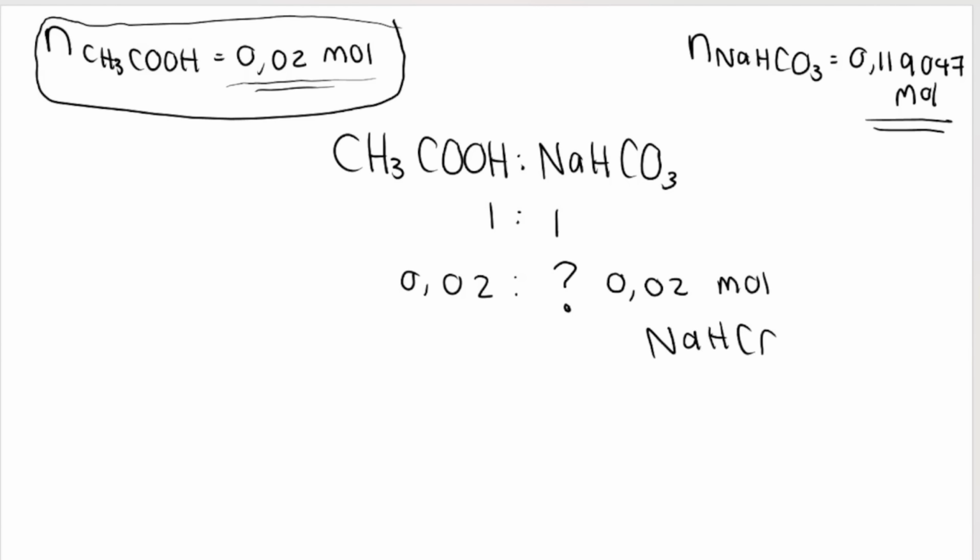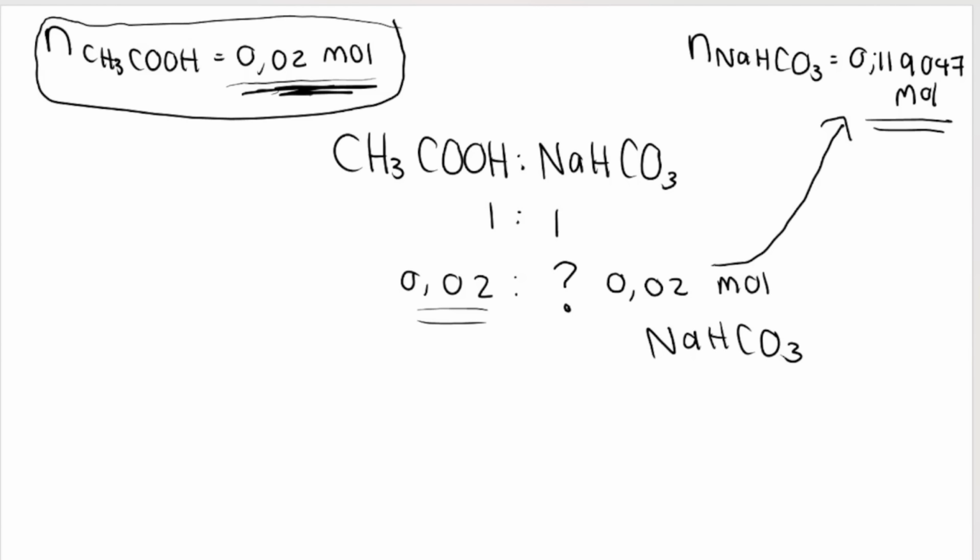So if I want to use all of the ethanoic acid, if I want to use all of the 0.02 moles of ethanoic acid, because it's a 1-to-1 ratio, I need the exact same number of moles of sodium bicarbonate. But then you compare that to what you actually have. I need 0.02 moles. I have 0.119 moles. So do I have enough? Remember, I need 0.02. I have 0.119. Yes, I have over enough.